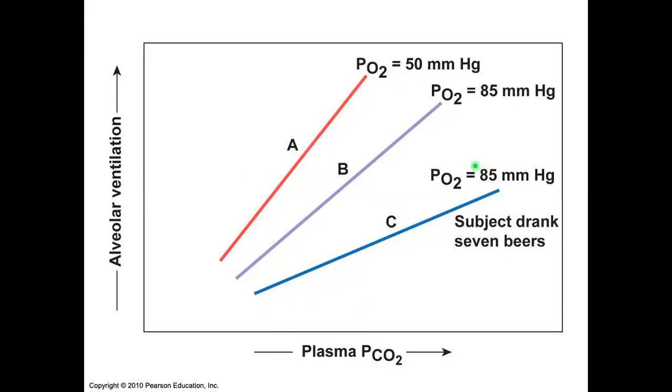Take a look at what happens when you have normal oxygen and you've drank 7 beers. When you drink alcohol, that actually depresses your central nervous system. So take a look that as CO2 levels increase, look at how low your alveolar ventilation is. It actually diminishes that reflex. So alveolar ventilation is low compared to what it should be normally.